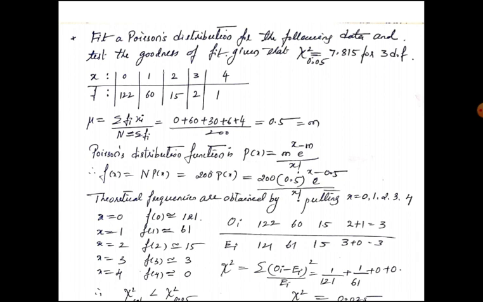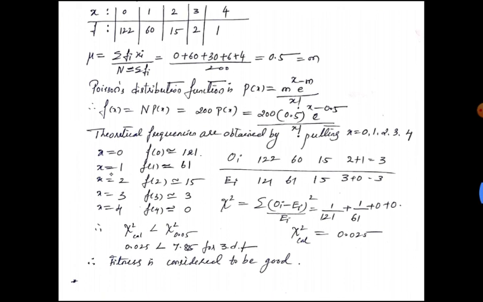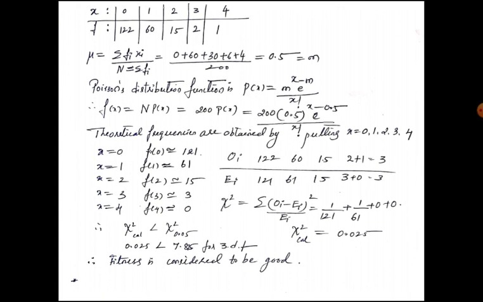Now let us calculate the theoretical frequencies by putting x equal to 0, 1, 2, 3, 4. For x equal to 0, you are getting f of 0. So substitute x equal to 0, you get f of 0 as 121. Put x equal to 1 into this f of x, you get f of 1 as 61. Like this if you move, you get f of 2, f of 3, f of 4 as these frequencies. So this is the set of theoretical frequencies. Observed frequencies are already available in the data.